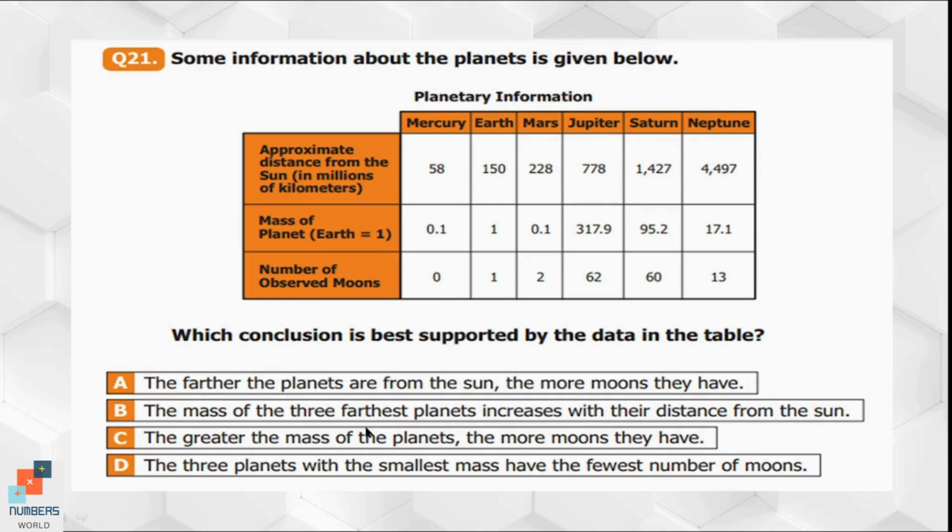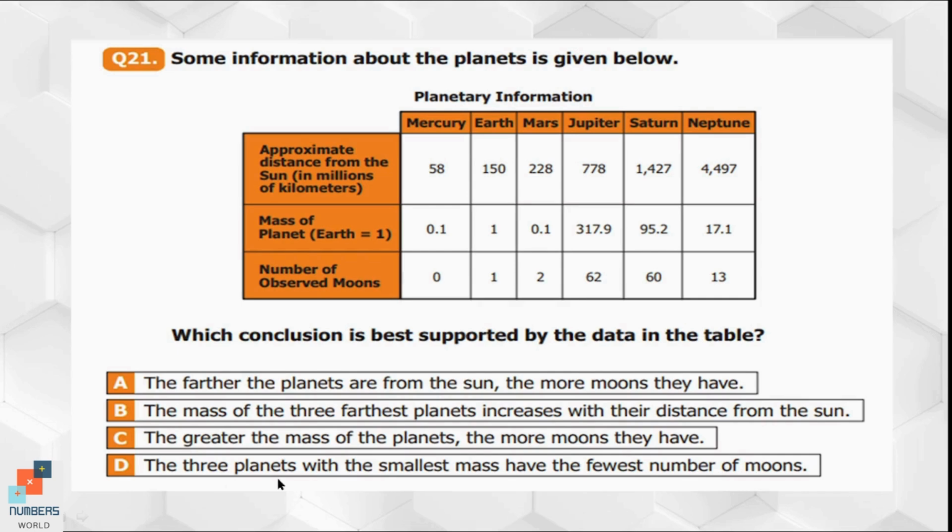Option B, the mass of these farthest planets increases with their distance from the sun. That is also not right because the mass of Saturn is less than Jupiter, although it is farther than Jupiter from the sun. Option C, the greater the mass of the planets, the more moons they have. That is also not correct because the mass of Mars is 0.1, which is less than Earth, but it has more moons as compared to Earth.